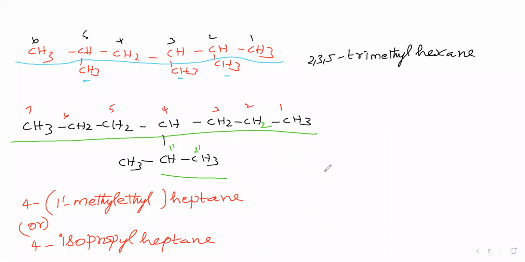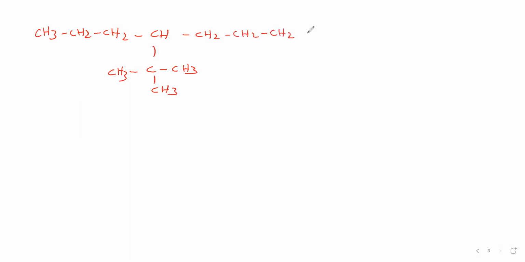Next compound we will take CH3, CH2, CH2, CH branch C, CH3, CH3, CH3, CH2 3 times, CH3. So we have taken this compound. For this, what is the IUPAC name that we will see. Here let us select the parent chain. The parent chain is this one.